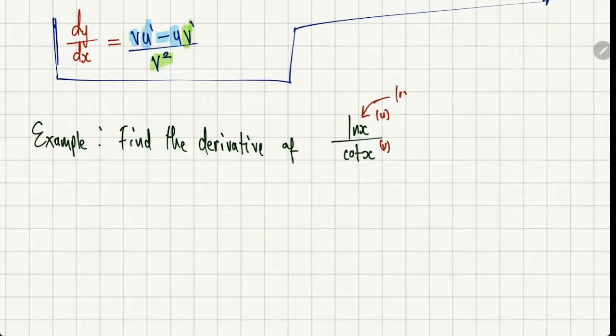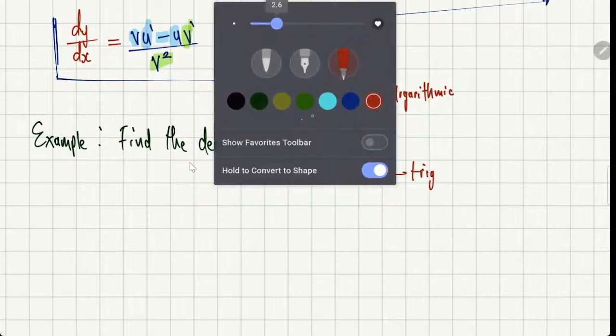Logarithmic. So you can identify we have a logarithmic function being divided by what type, Mr. Derek? Cot x is a what? Well done, is a trig. So we have a logarithmic being divided by a trig. When functions divide, it's quotient rule. When they multiply, it's product rule. So we are just going to rewrite it.